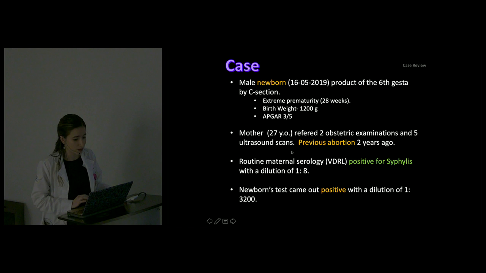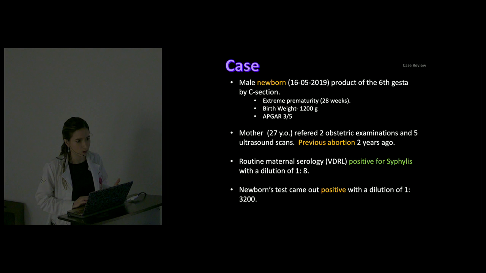The mother was 27 years old, and she referred to obstetric examinations with very poor prenatal control, and 5 ultrasound scans that she refers were normal, but we do not have evidence of this. She also referred a previous abortion 2 years ago with an unknown cause.